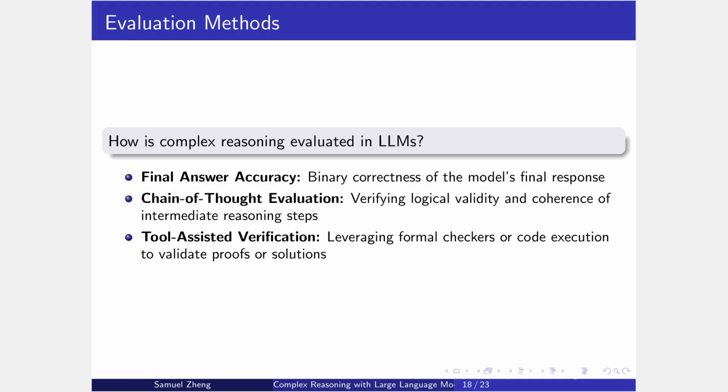Tool-assisted verification leverages formal checkers or code execution to validate proofs or solutions. This is particularly important for mathematical proofs where correctness can be verified algorithmically. Some people may have heard of mathematicians using Lean. Lean is a very commonly used formal proof checker.